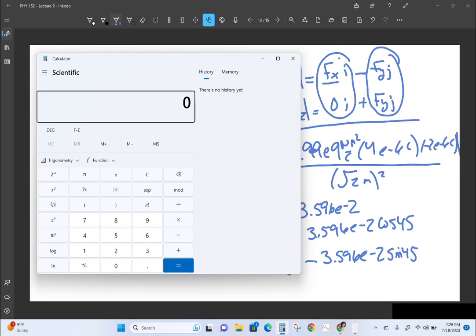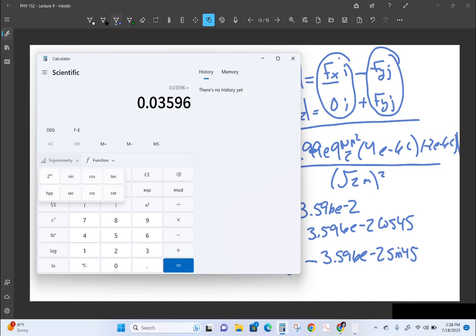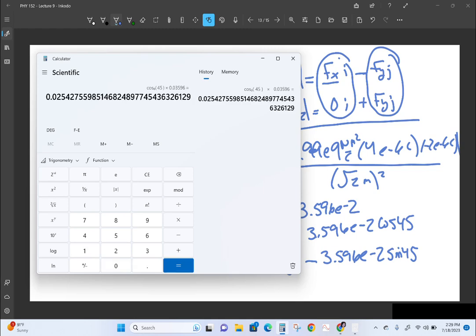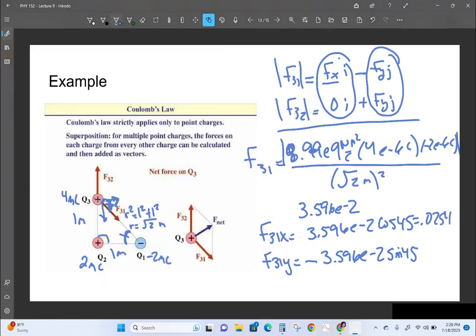Okay, let me just move this over. 3.596 exponent negative 2 times trig cosine 45. Oops. So my calculator is simple. It's a little backwards, so I'm going to have to do my trig first. I'm going to have to put 45 in here, take the cosine of it, and multiply it by 3.596 exponent negative 2. That's going to give me, I'll just do it to 3 sig digs, 0.0254 newtons.